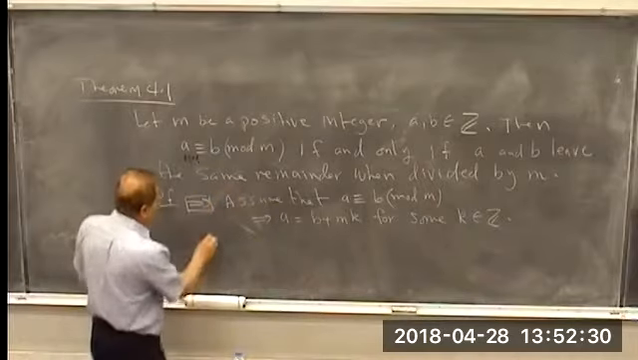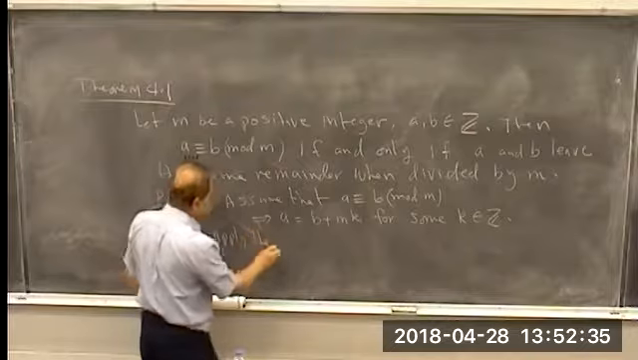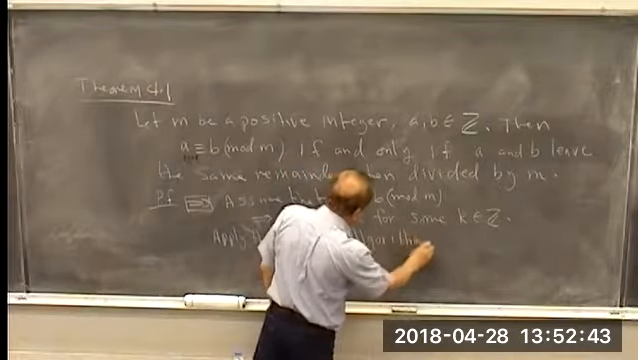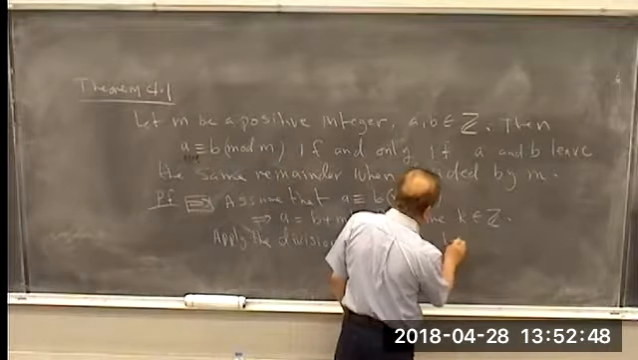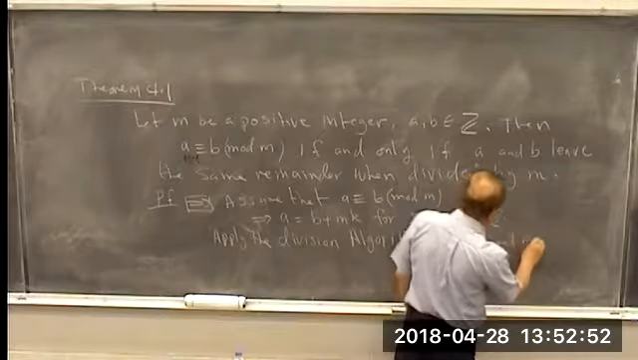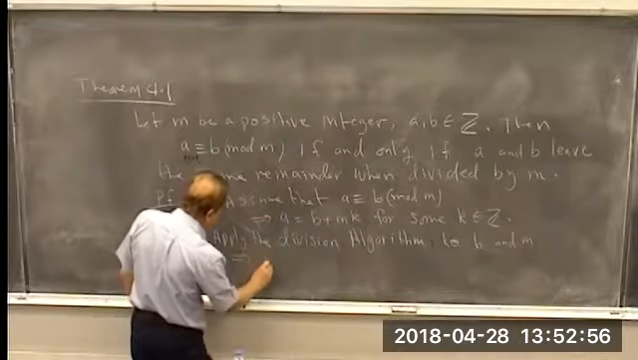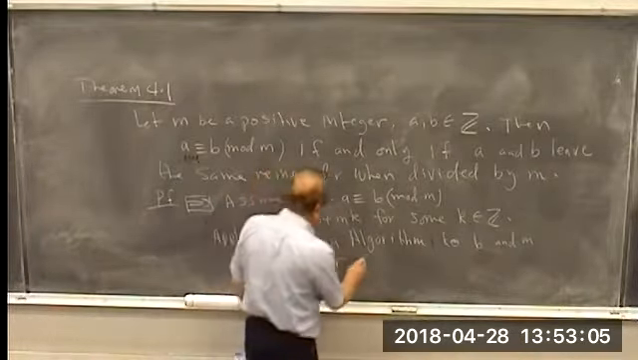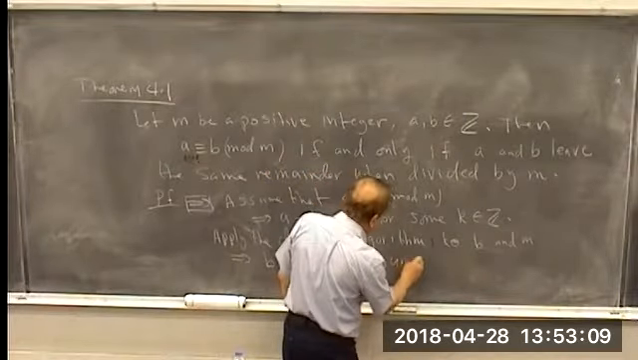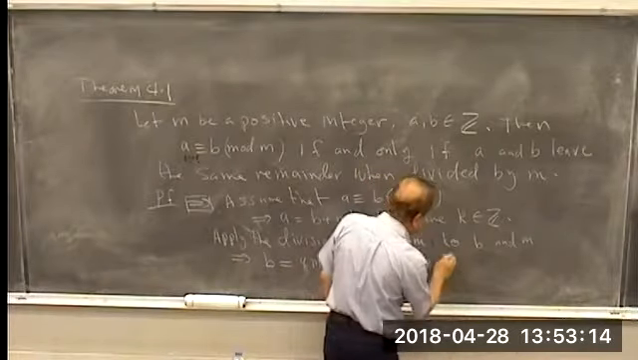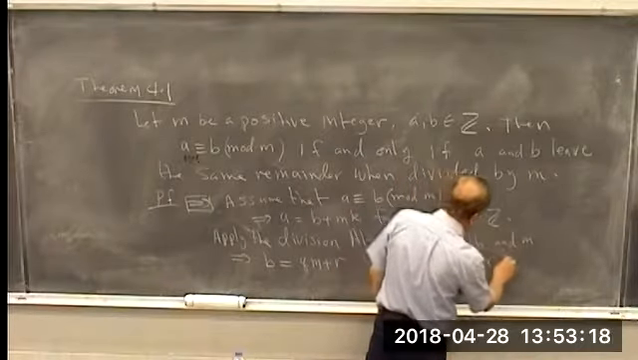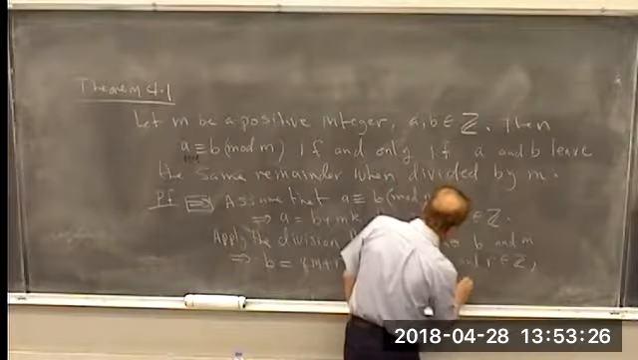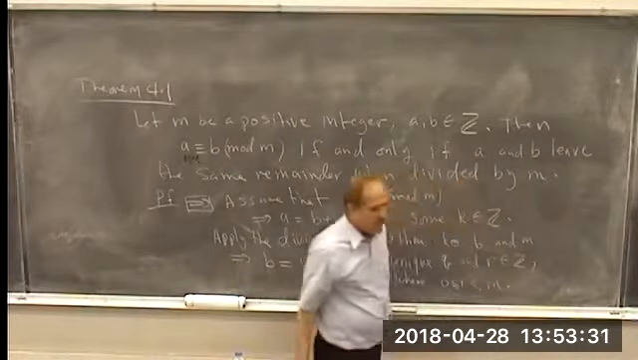Also, we can apply the division algorithm to B and M, and this would imply that I can write B as QM plus R for unique Q and R, integers Q and R in Z, where R is bigger than or equal to 0 and strictly less than M.